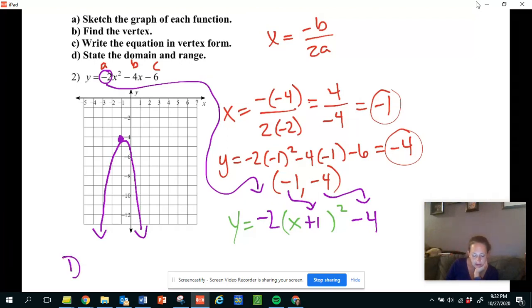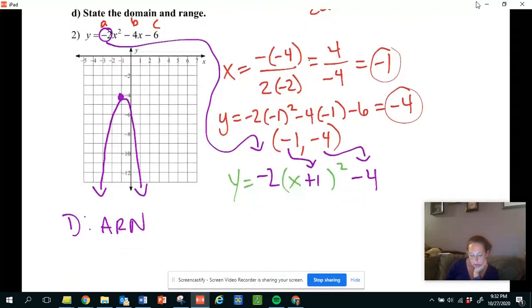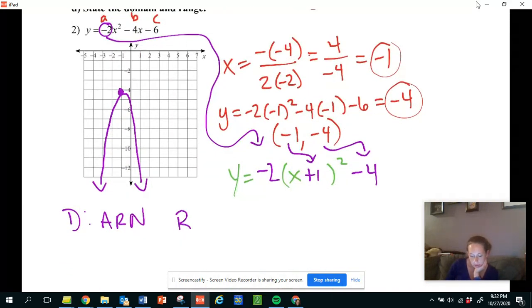As far as domain, again, all real numbers because it goes forever from left to right. And for range, everything is below the vertex here, so we're going to say all of the y's are less than or equal to 4. Sorry, -4.